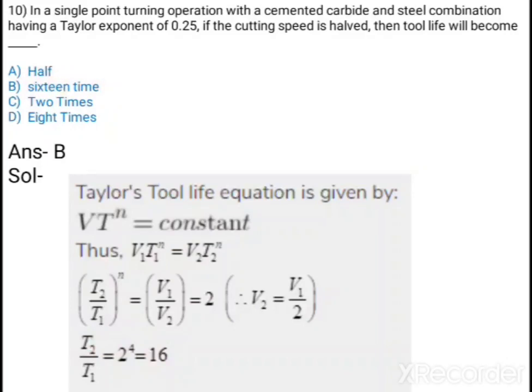Very easy question. A lot of questions in examinations are based on Taylor's tool life equation, so you just have to remember Taylor's tool life equation: V t^n is equal to constant.